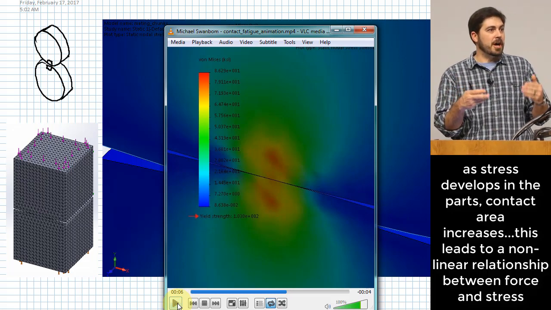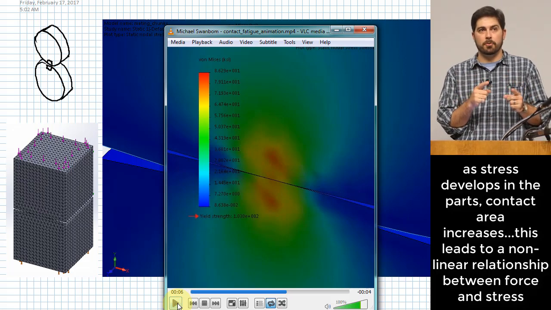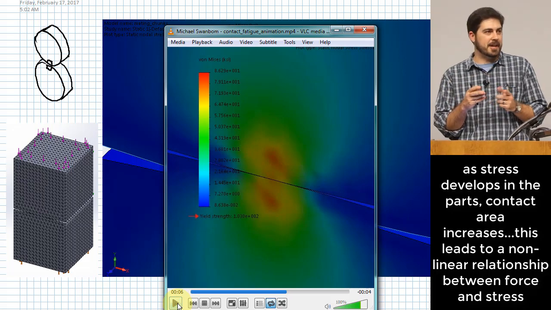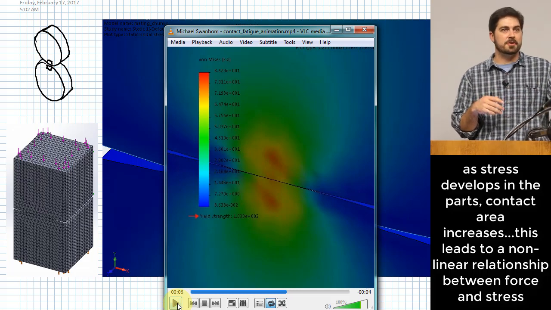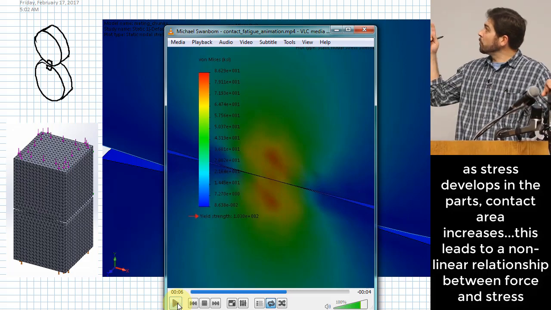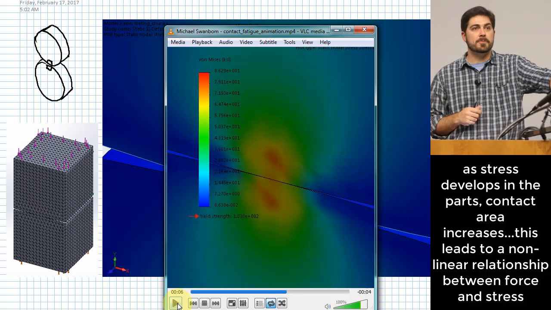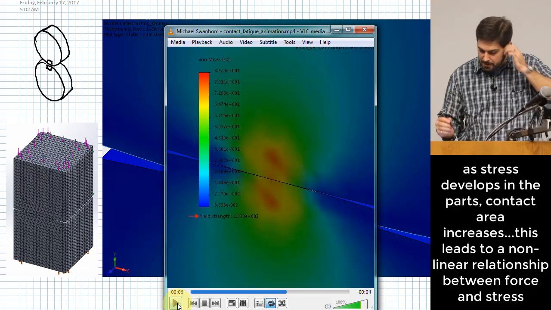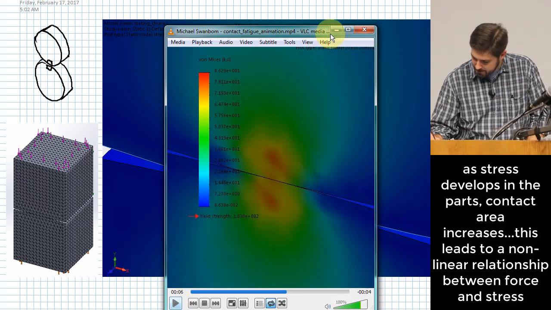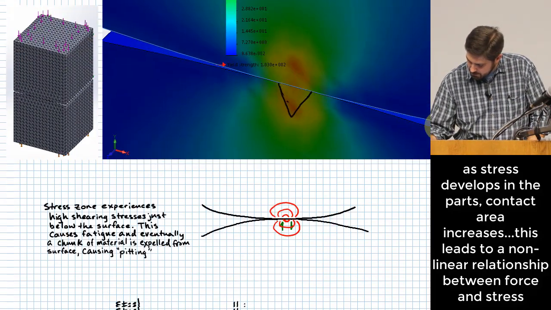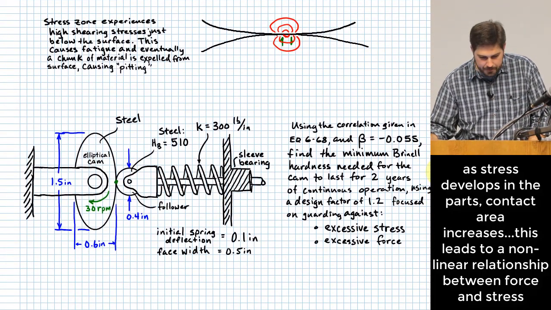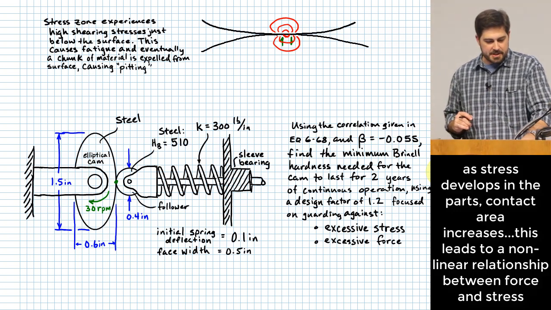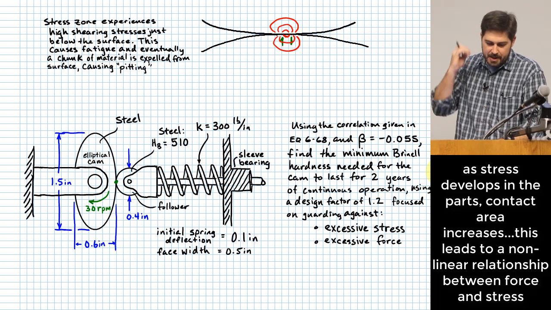Okay? So there's a nonlinear relationship between force and stress. And that doesn't happen for a lot of the cases that we have studied in here so far. But this is a case where we have a nonlinear relationship between force and stress. And where we see that coming in in this particular problem is with equation 666 on page 337.